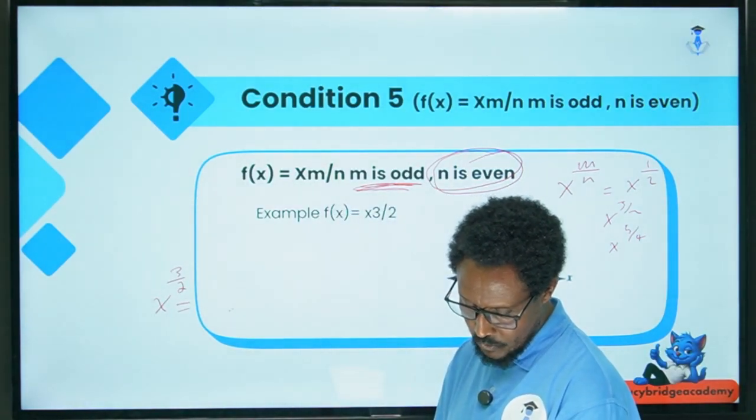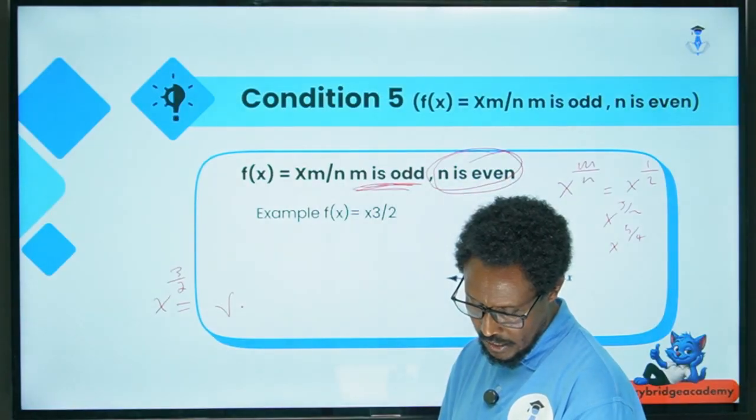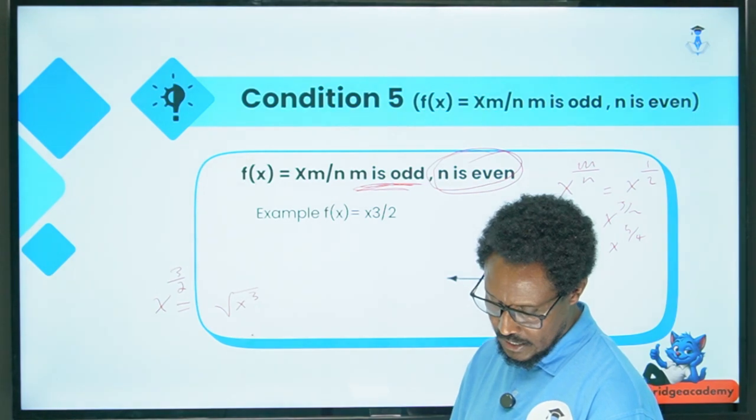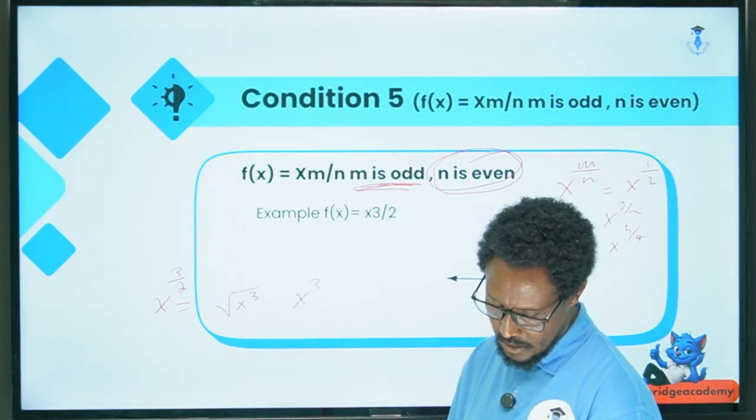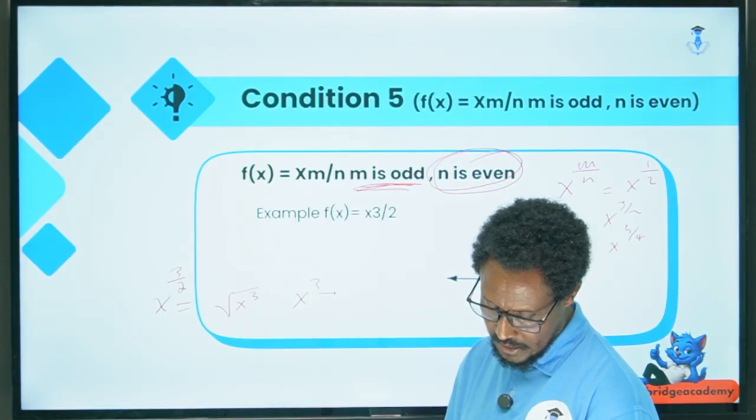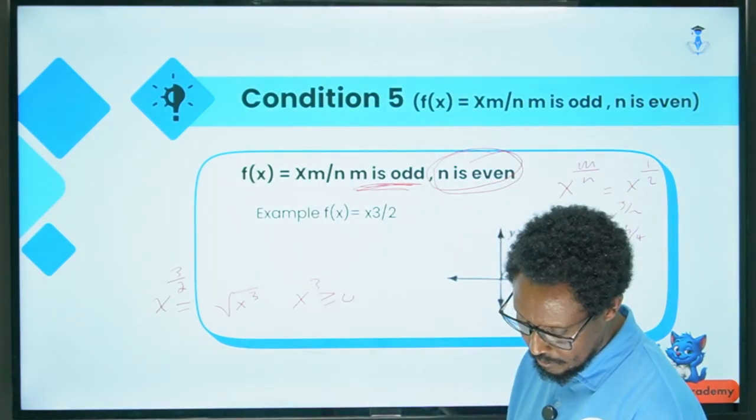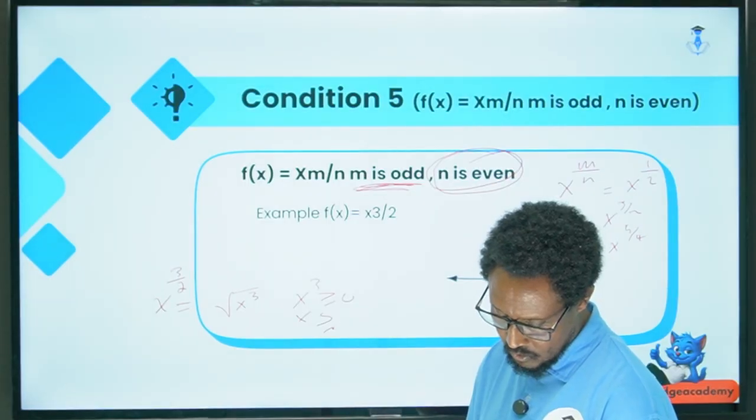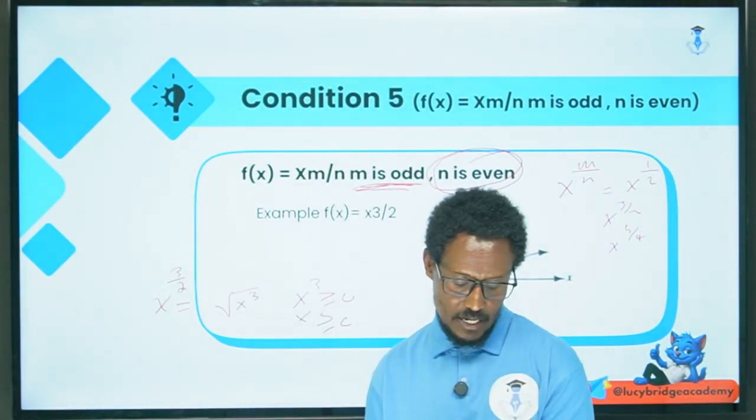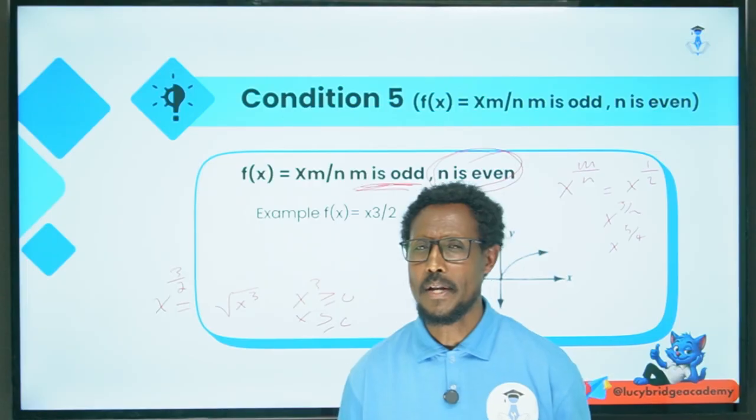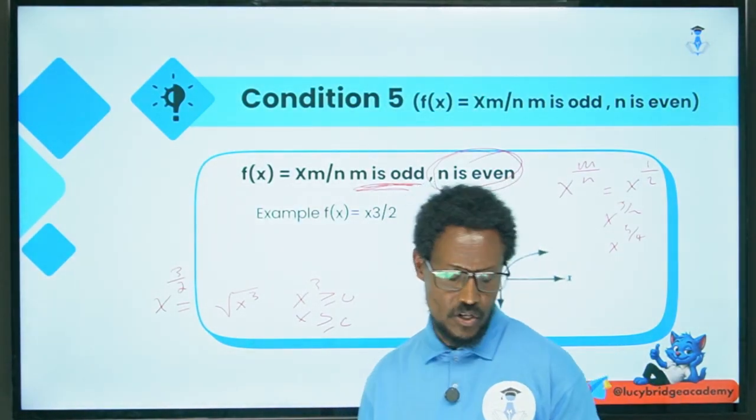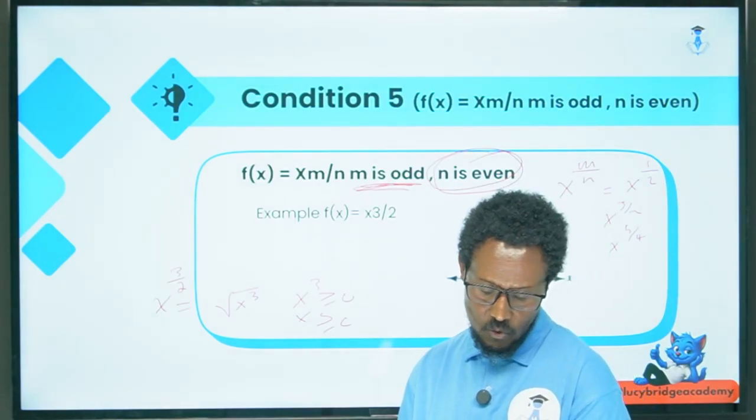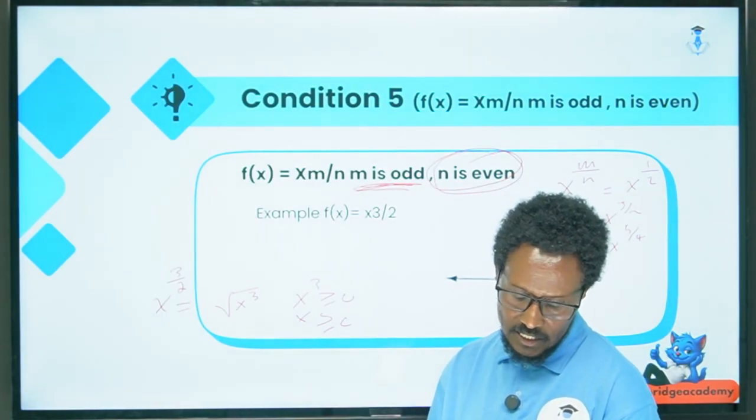This means the square root of x to the power of 3. This x cubed must be greater than or equal to 0. That means x must be greater than or equal to 0, the domain. The value of x means domain, and the possible value of y is range. Now x is greater than or equal to 0, that means the domain is greater than or equal to 0.